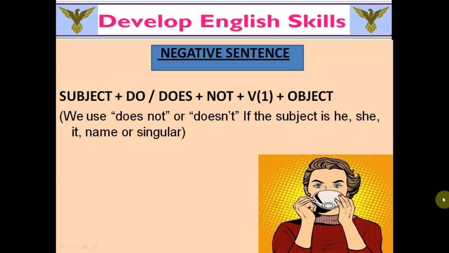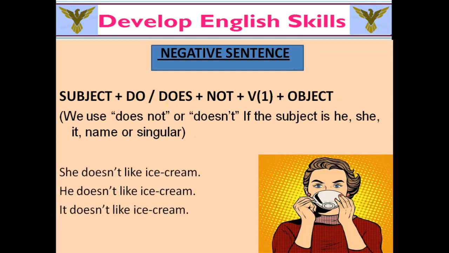And if the subject is he, she, it, we use doesn't or does not to make a negative sentence in simple present tense. For example, she doesn't like ice cream, he doesn't like ice cream, or it doesn't like ice cream.